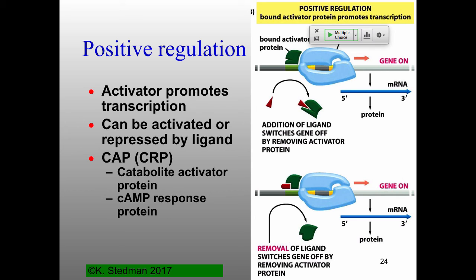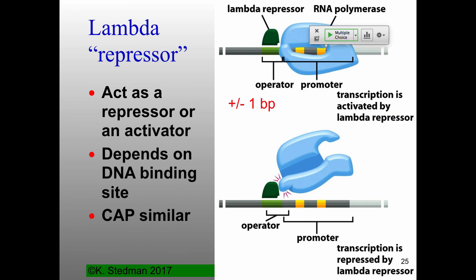Now, let's look at a couple of examples in the last 10 minutes here. The first one is the lambda repressor. Now, quote unquote repressor. What does Stedman mean when he puts something in quotes? Well, yeah, maybe yes, maybe no. If you think about both these activators and repressors, it's all about DNA binding, right? It's where that particular protein binds to DNA that is going to determine whether it's helping an RNA polymerase to bind to a promoter right next to it, or if it's in the middle of a promoter or too close to a promoter and binds there, it's actually going to block binding there.